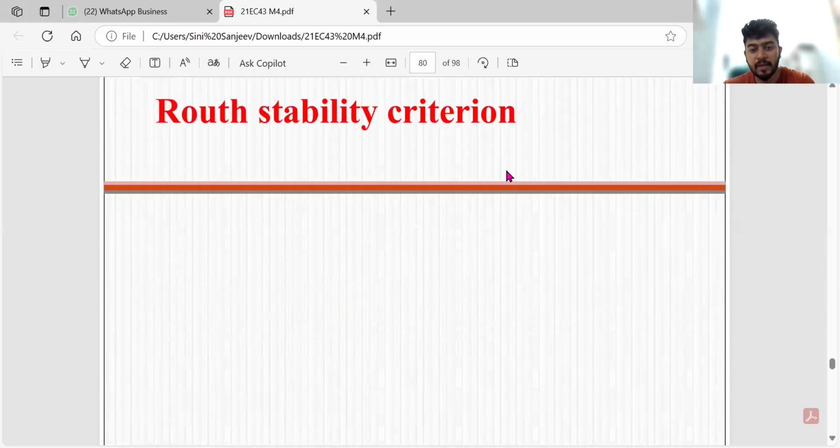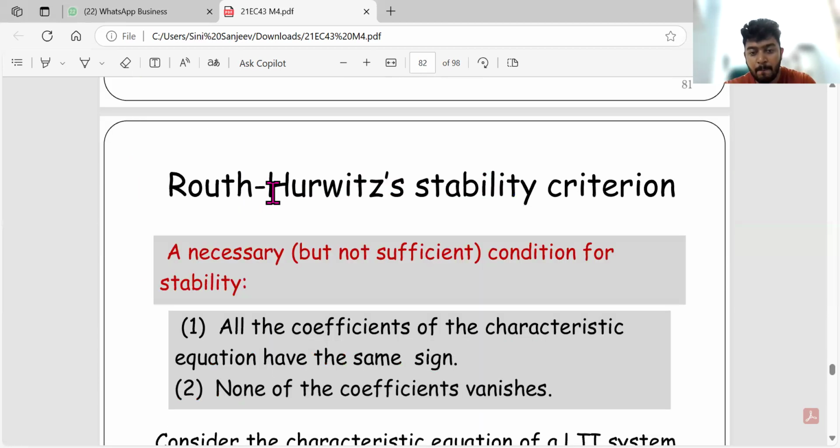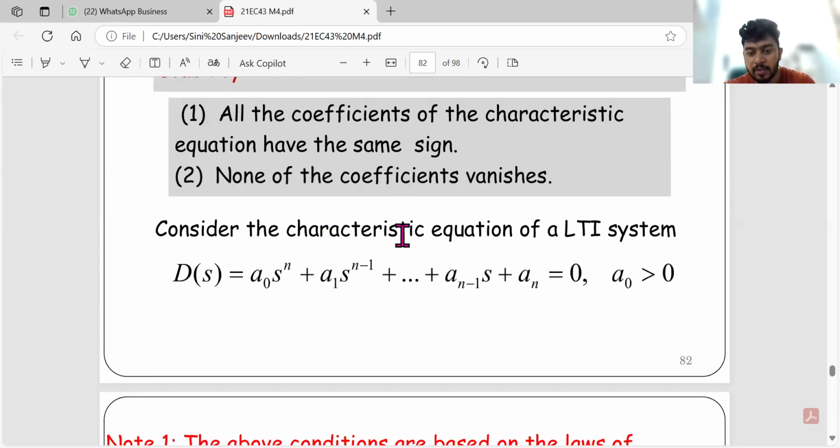Then Routh stability criteria, that you need, that's a separate question altogether. So all poles in the left S plane, no poles in the right S plane. Without actually calculating the roots, in the sense all poles in the left S plane, LSP, no poles in the right S plane. If it is in the right S plane, again you should write either marginally stable or not at all stable. Same sign it should have. If all the coefficients are negative, everything should be negative. If everything is positive, then that is positive.